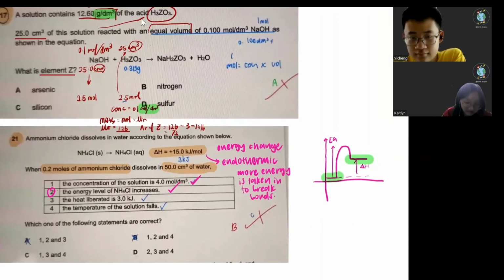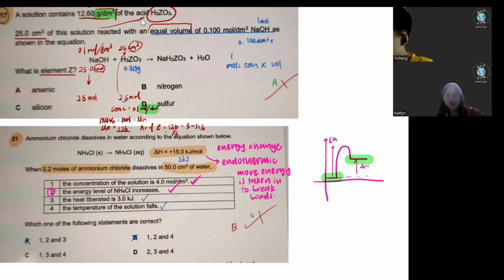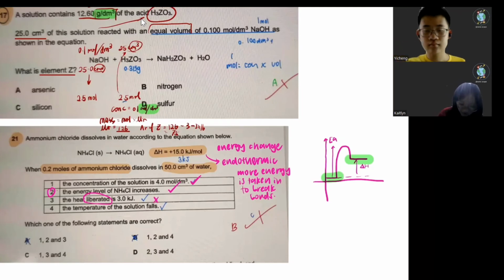Let's move on to option 3. The heat liberated is 3.0 kilojoules. Actually, a better word should have been used, because liberated is mostly used for an exothermic reaction, but we are focusing on an endothermic reaction. So it should have been absorbed or taken in instead of liberated. So 3 is wrong. Next one.